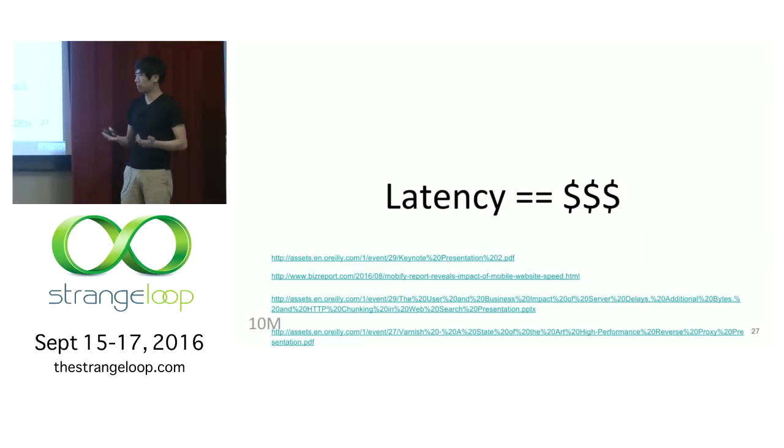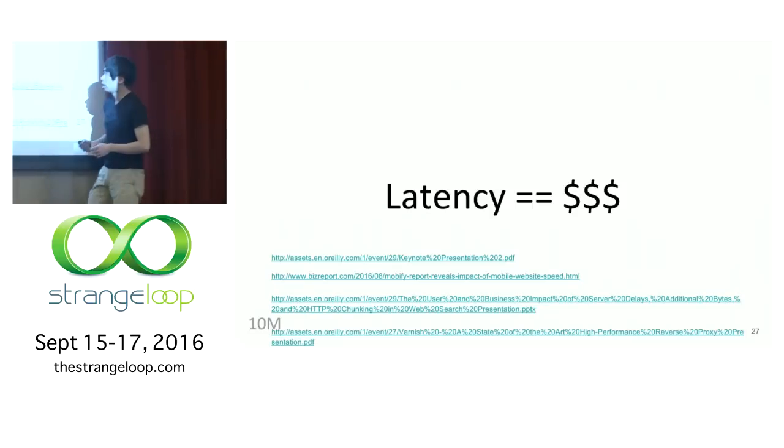Mobify looked at this. This is a small company. Maybe you've never heard of them. But they found the same linear relationship. They found for every 100 milliseconds of latency they added, this is on mobile, they lost 1.5% of revenue. For them, that's only $300,000.